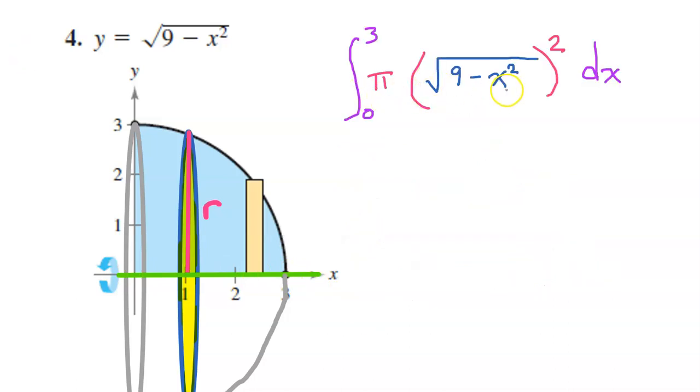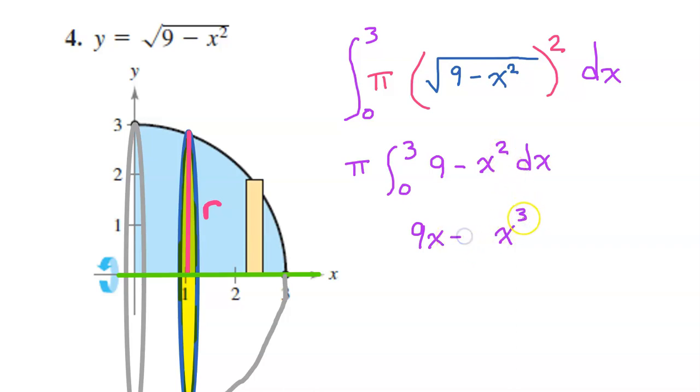Before we evaluate this integral, I would like to simplify it a little bit. We happen to have a square root that's being squared, so the radical and the squaring will cancel each other out. Also, I'm going to take the pi, this constant, and put it out in the front. So we end up with this. We can integrate term by term. The antiderivative of 9 is 9x. And then I have the next term, x, we increase the exponent to 3, and we divide by the new exponent, so we have minus 1/3.